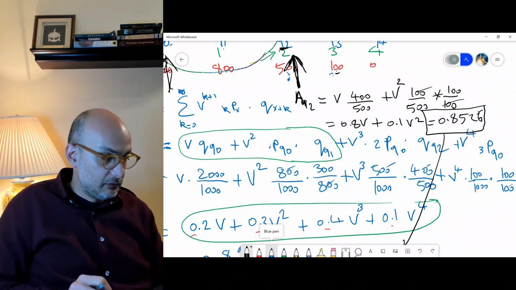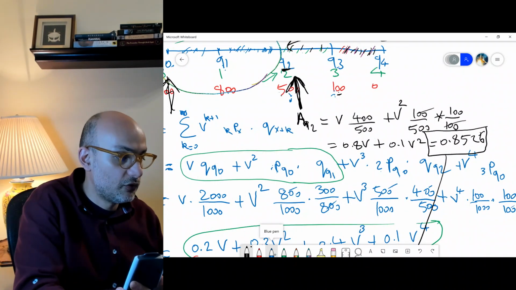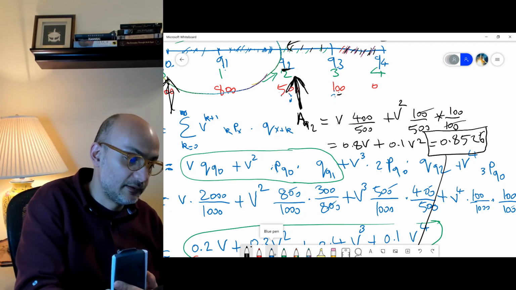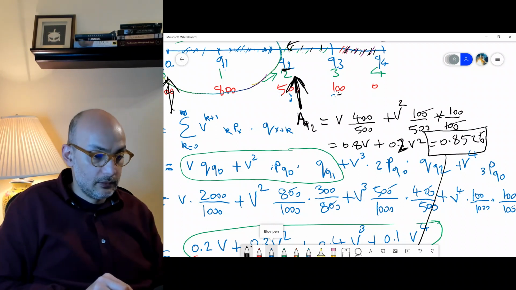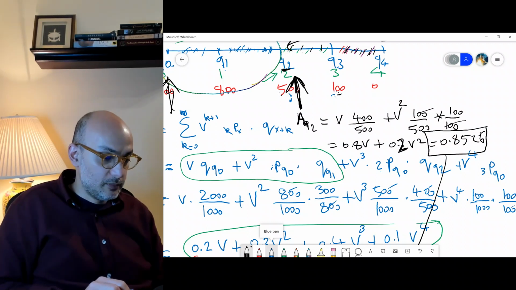It's always good to double check. We have 400 death over 500 with v, then we have survived 100, and then all of them, they died. So 1 over... I made a mistake here, because we have 100 over 500. Yeah, I made a mistake. So let me do it again.